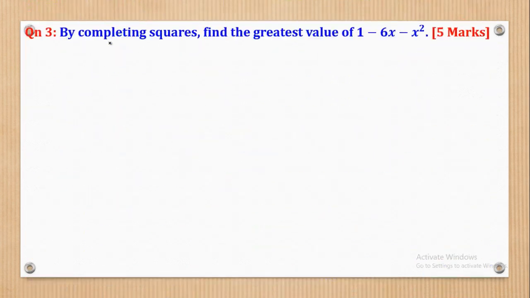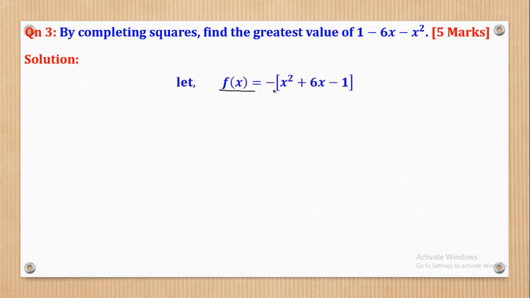Then question 3 says, by completing squares, find the greatest value of this. I think you realize that here, the coefficient of x squared is a negative. That is why they talked about greatest value. So still, first let this, and remember we say that, make this coefficient of x squared positive 1. That is why you have factorized out negative 1 here.